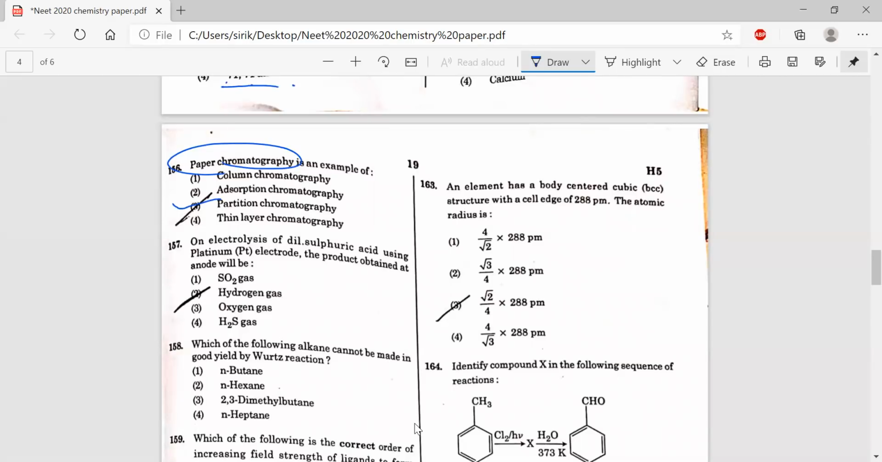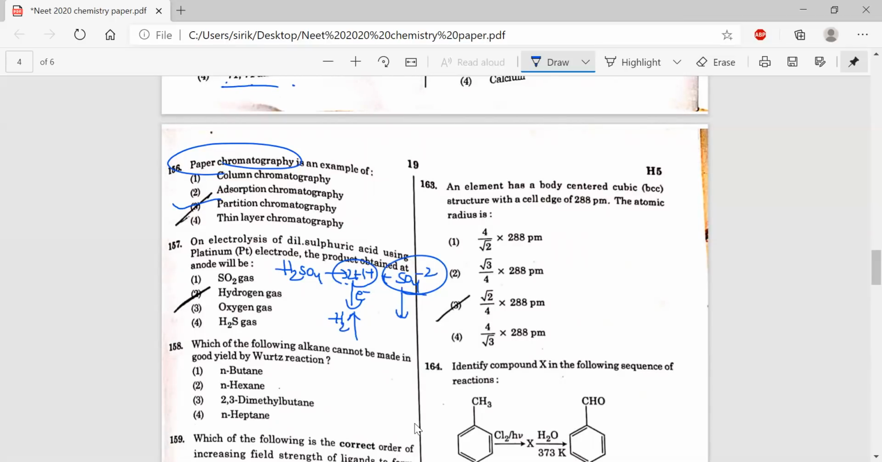On electrolysis of dilute sulfuric acid using platinum electrodes, what is the product obtained? So take H2SO4. It dissociates into 2 H+ ions and SO4 2- ions. The cations move towards the cathode, undergo reduction by gaining an electron, and release hydrogen gas. Whereas SO4 2-, an anion, moves towards the anode and undergoes oxidation.